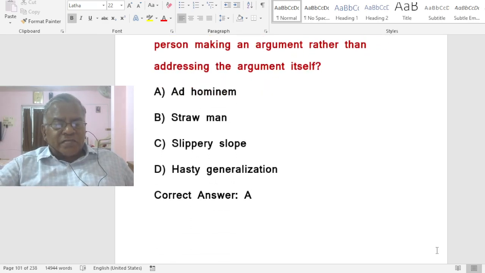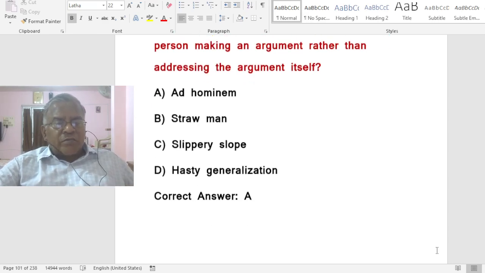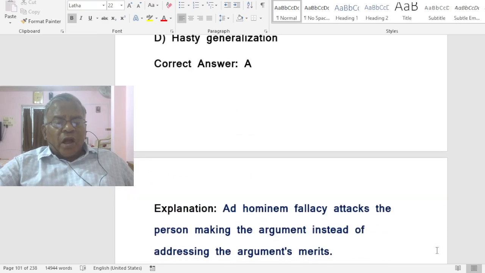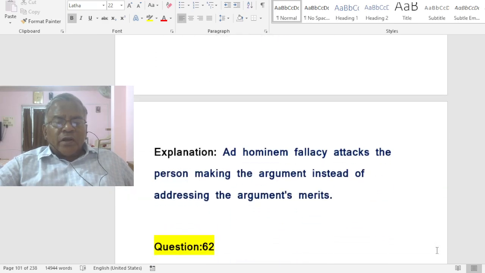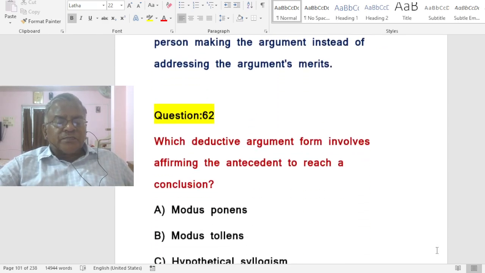So already we have seen that it is ad hominem. Which type of fallacy involves attacking the person making an argument rather than addressing the argument? It is ad hominem. The ad hominem fallacy attacks the person making the argument instead of addressing the argument's merits.